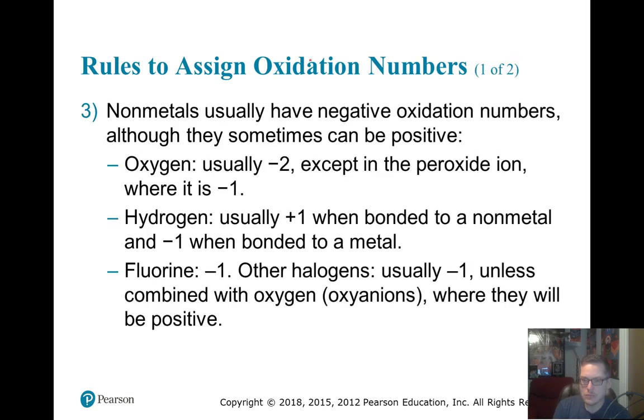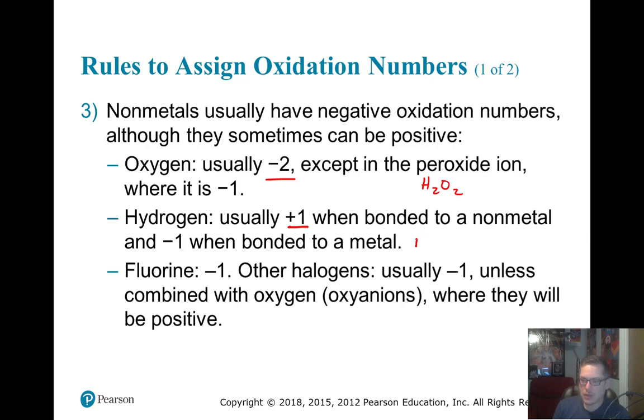Here are some more complicated rules. Nonmetals usually have negative oxidation numbers, but they can be positive depending on what they're paired up with. Oxygen is almost always −2, unless it's in a peroxide. A classic example is hydrogen peroxide, H2O2, where oxygen has an oxidation number of −1. So oxygen is usually −2 unless it's a peroxide, where it's −1. Hydrogen is almost always +1 unless it's bonded to a metal.